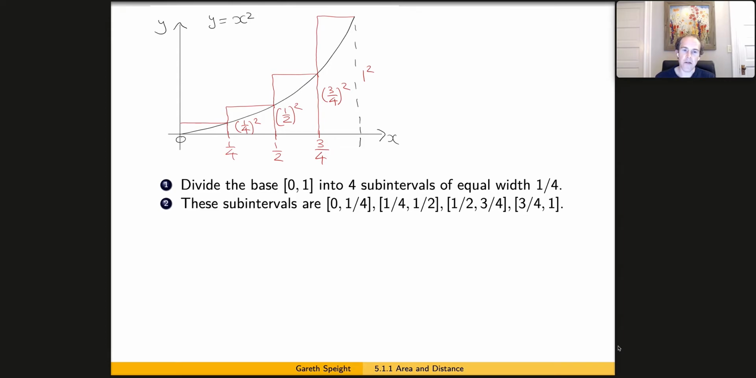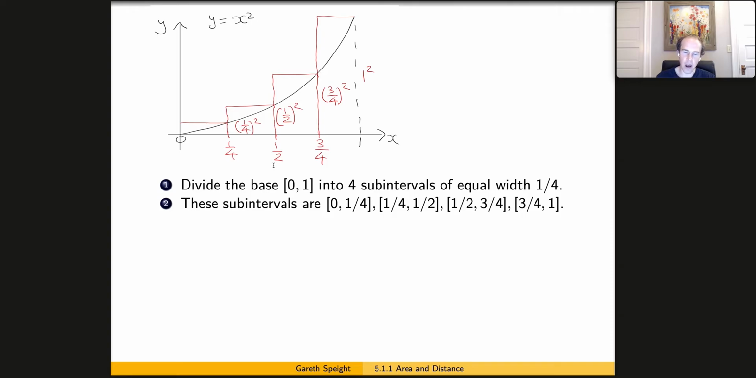And then next we need to specify what are the heights of the different rectangles. Since we're using right rectangles, on each subinterval, we make the height of the rectangle the value of our function at the right endpoint. See here, for instance, on 0 to 1/4, the value of the function at the right endpoint is 1/4 squared. Remember, the function is x squared. So the height of this rectangle is 1/4 squared.